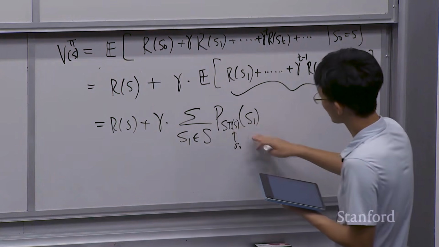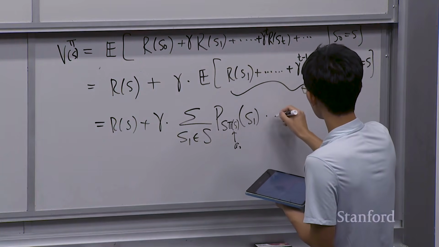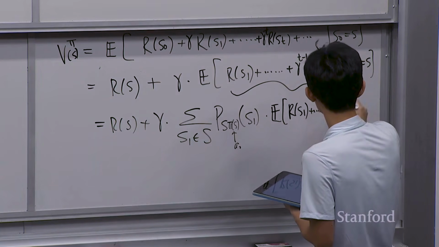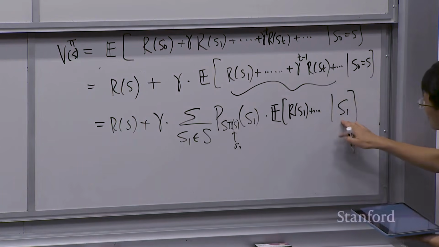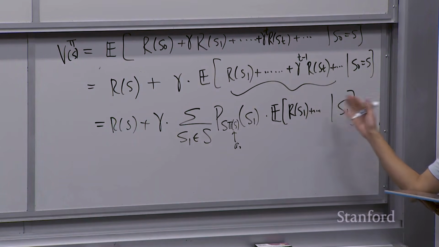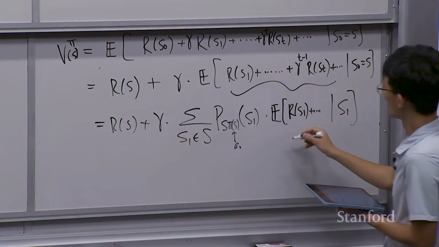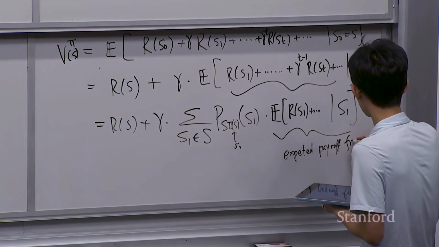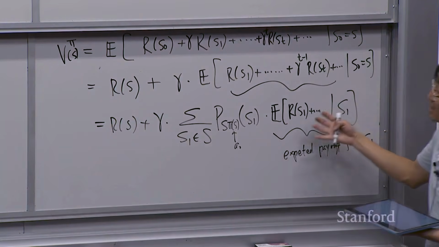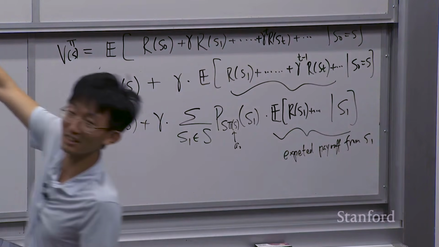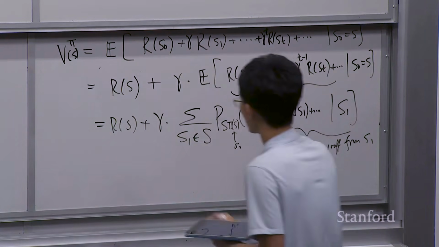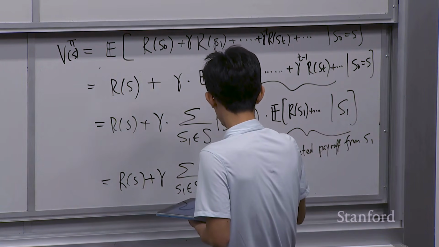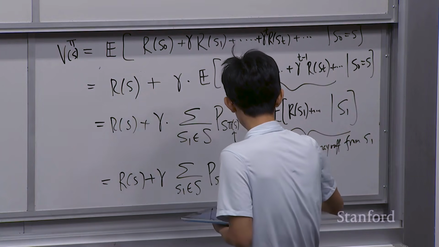So I have the probability of seeing S1, and then I multiply the return, right? This is the expectation of the future returns R(S1) given S1. You condition on S1, and all the futures are still somewhat stochastic, but those are conditional on S1. So this part is the expected payoff from S1. It's exactly the same thing as this, but just starting from a different initial state. So basically this is just R(S) plus gamma times V pi S1.